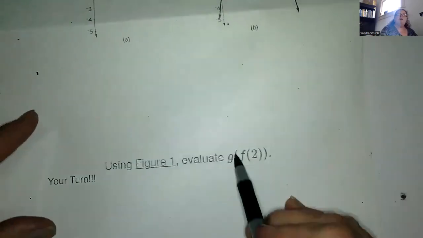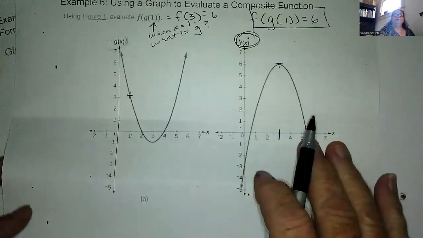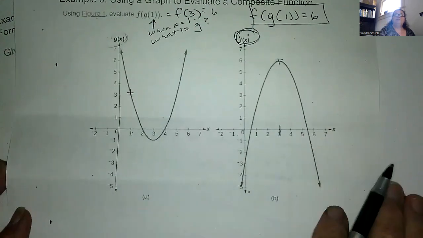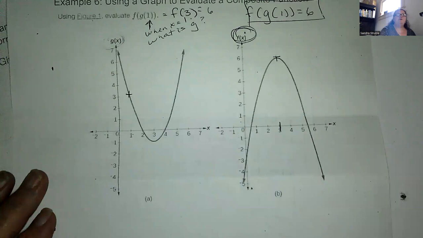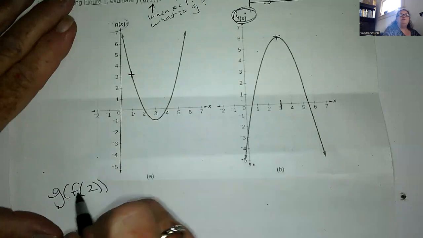And then now it has another one that's your turn, and that is g of f of 2. So please pause the video, look at this one, and you're going to do g of f of 2. I'm going to pause real quick so I can get my paper ready. Okay, so g of f of 2.